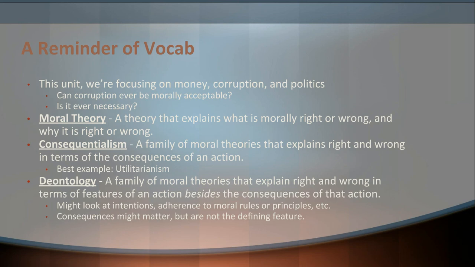In the case of consequentialism, it's the family of theories that explain right and wrong in terms of the consequences of an action. That is, they look to the consequences of what we do to determine and explain why an act is right or wrong in a given circumstance.